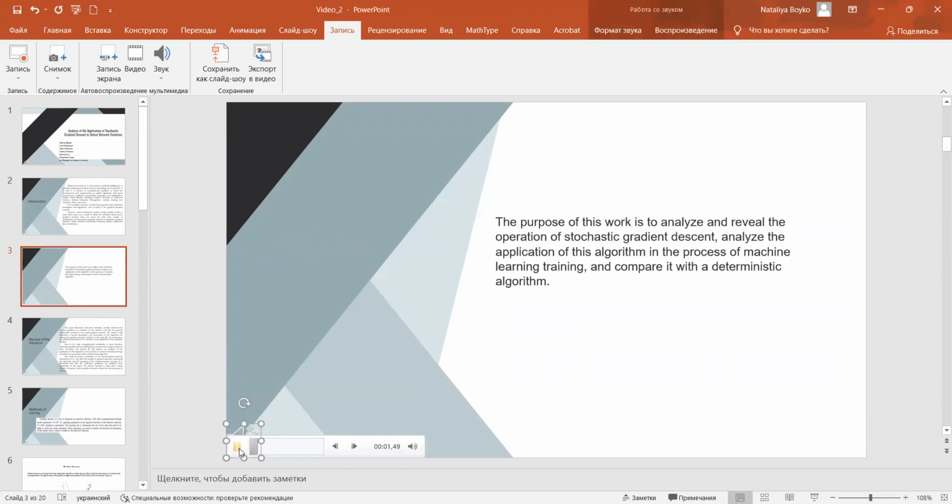The purpose of this work is to analyze and reveal the operation of stochastic gradient descent, analyze the application of this algorithm in the process of machine learning training, and compare it with the deterministic algorithm.